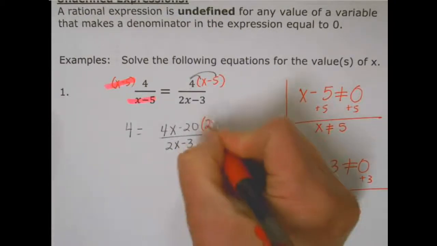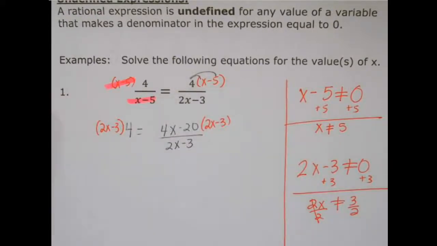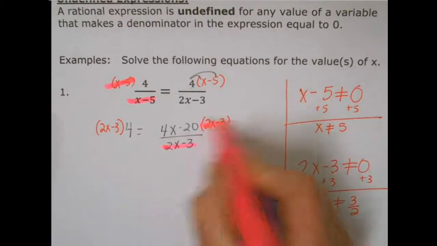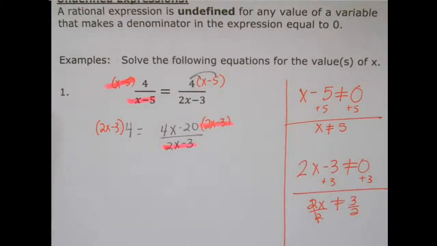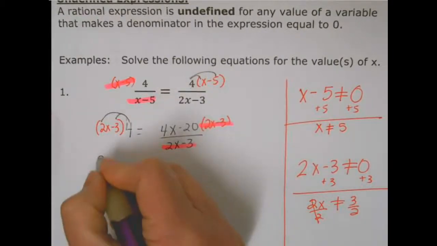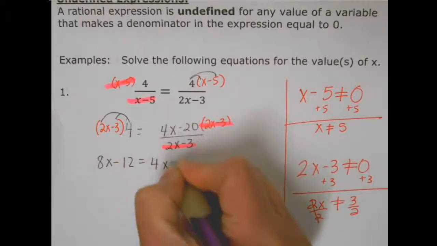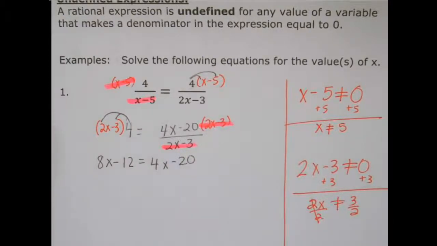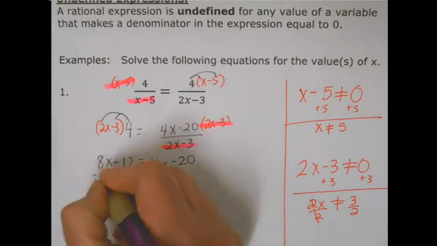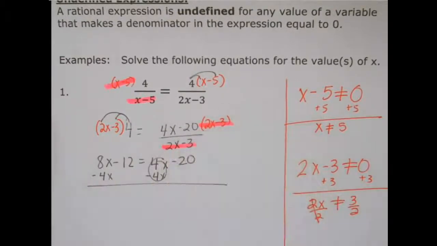Then I multiply both sides of my equation by 2x minus 3 so that this denominator can cancel. Over here on this side, I distribute. I'm solving for x, so I need to get the x's together. Subtract the 4x from both sides of the equation to zero that part out.